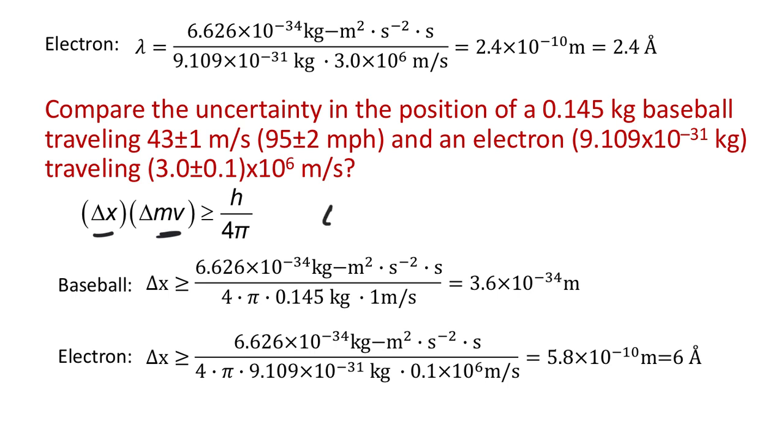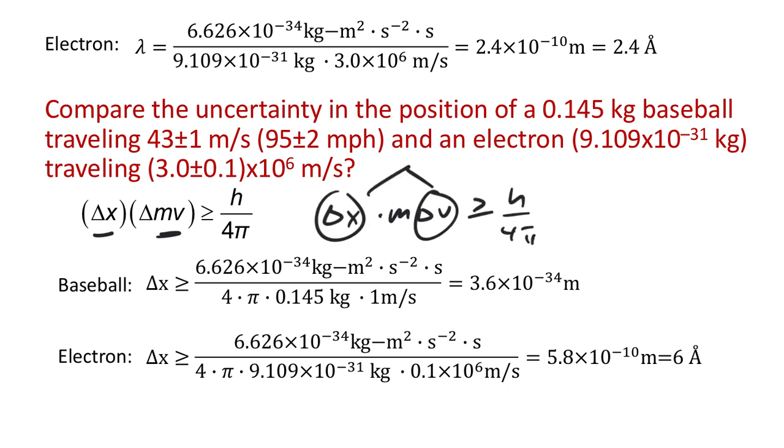Remember, we can rewrite this as delta x times m delta v greater than or equal to h over 4 pi. And so these are the two things that if we simultaneously measure them, we have a fundamental limitation given by the uncertainty principle, that the uncertainty in those values must have a product, taking into account the mass, greater than or equal to h over 4 pi.